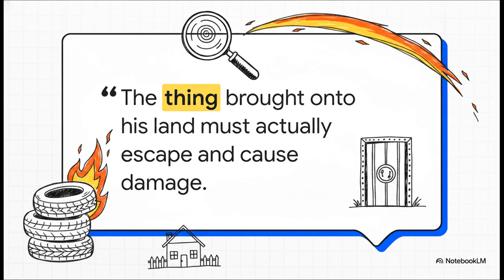But here is the strict exam gold trap that catches so many students out. The thing brought onto the land must actually escape. The Court of Appeal ruled that, while the fire escaped, the defendant didn't bring fire onto the land. He brought tires onto the land, and the tires themselves did not escape. Therefore, no Rylands liability. It's an incredibly specific, very strict interpretation.